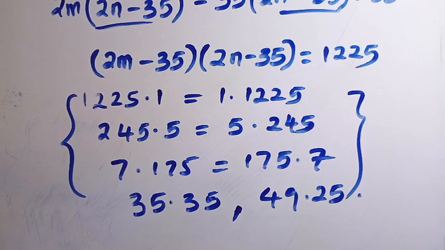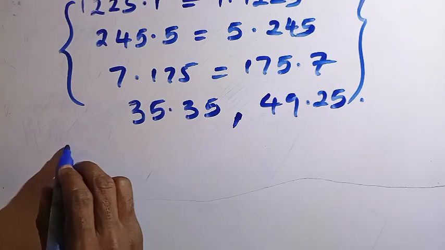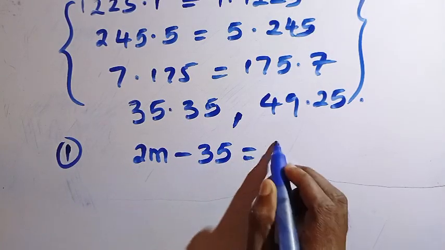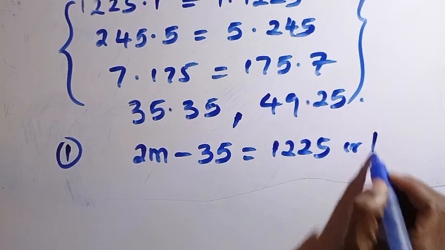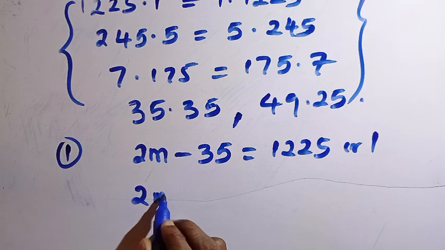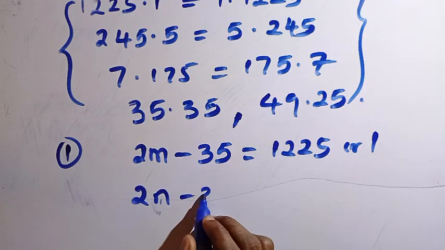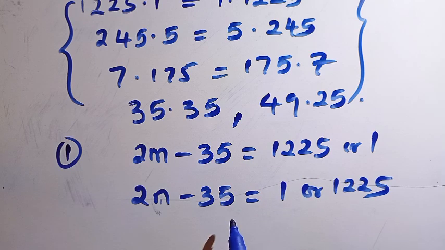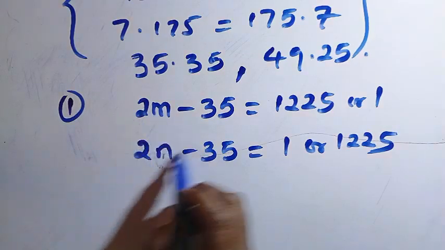Then let's start with the first one, and I'm going to show you the amazing way of getting m plus n directly without looking for m separate, n separate, and adding them together. For the first case, for 2m minus 35 to equal 1225 or 1, then we still have 2n minus 35 equals 1 or 1225. You know what I mean by this? Either of these works. So the next step is we are going to add these together.